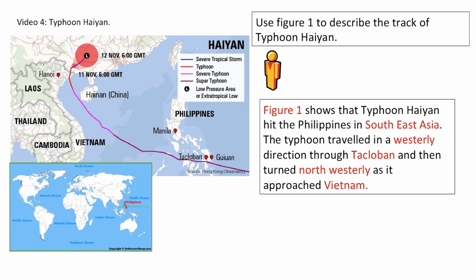Figure 1 shows that Typhoon Haiyan hit the Philippines in Southeast Asia. The typhoon travelled in a westerly direction through Tacloban and then turned northwesterly as it approached Vietnam. Notice how I've told the examiner that I'm using figure 1. Notice how I started off with the world map identifying the location of the Philippines, and then I zoomed myself in to the Philippines area and talked about how the track went over Tacloban and then travelled northwesterly as it approached Vietnam, using compass points, place names and continents.